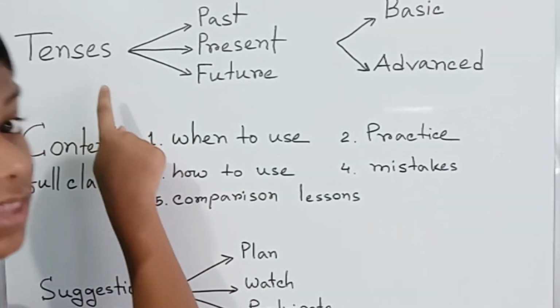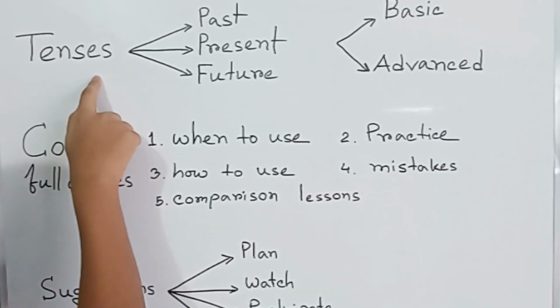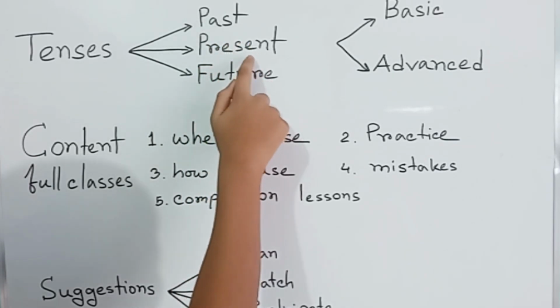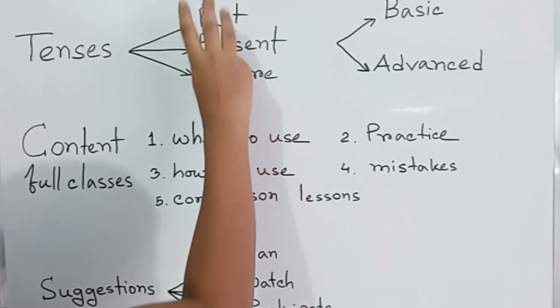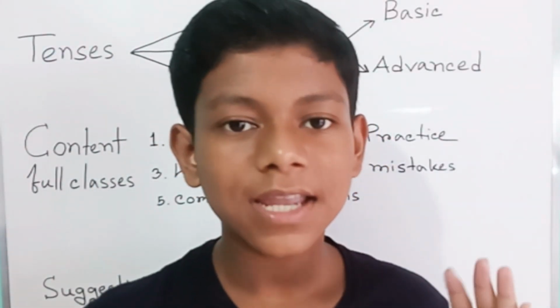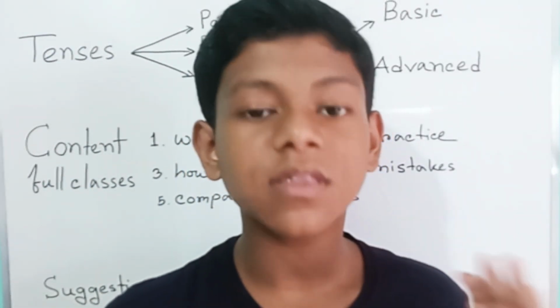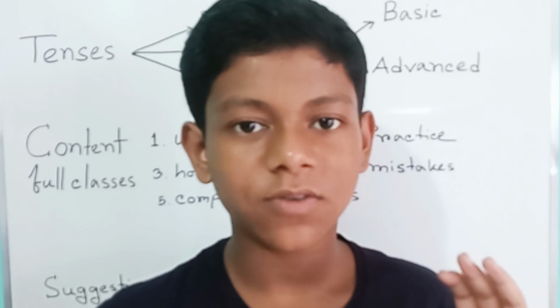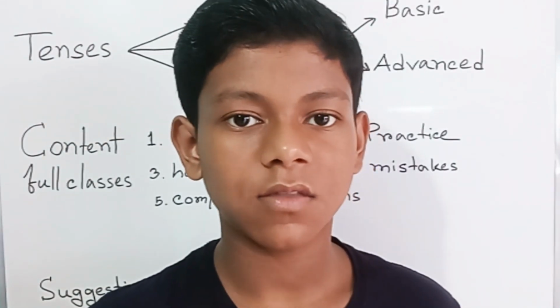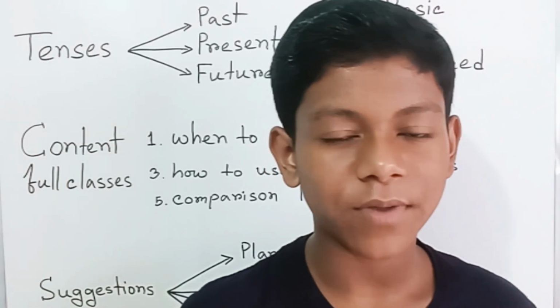So we know that tense means time, and tenses are of three kinds. They are past, present, and future. And these three kinds have four parts, and they are indefinite, continuous, perfect, and perfect continuous. With all this, we will learn 12 tenses. We will learn 12 tenses and we can practice.